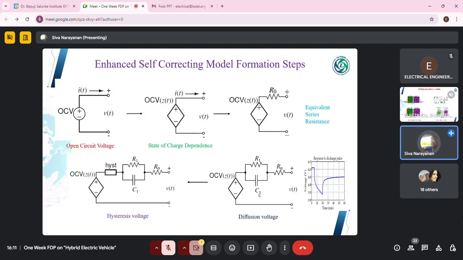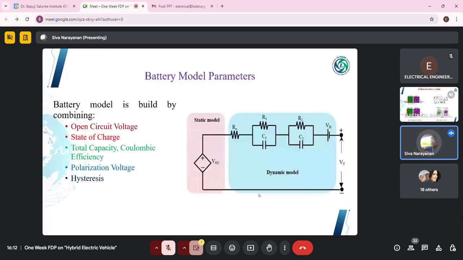So what they have found out is, whether you give current or don't give current, there is always an open circuit voltage plus some voltage associated with our process. That voltage is modeled as hysteresis. All this put together contributes to our battery, and this is called the electrical equivalent circuit model. So this is how the model is formed.